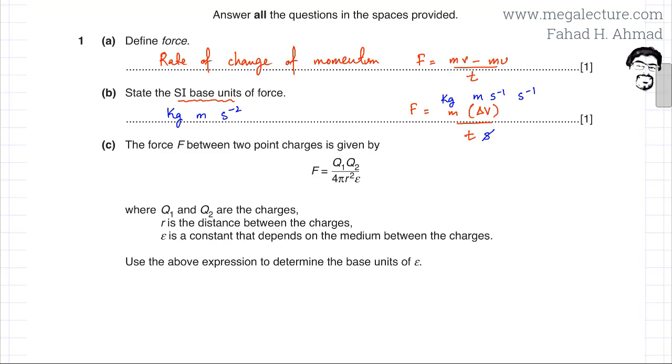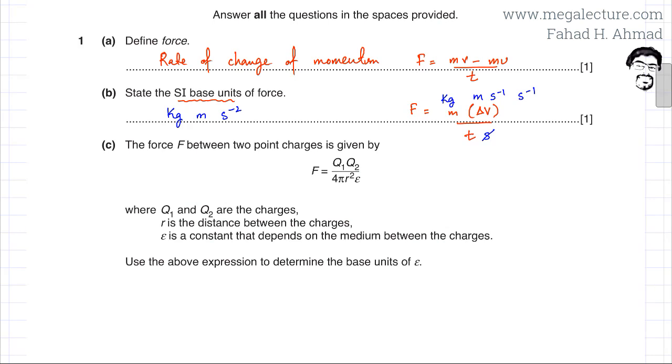The next part of the question reads that you have force F between 2 point charges. So this is Coulomb force. This is the formula for Coulomb force, where Q1 and Q2 are charges, and the denominator is 4 pi epsilon naught r squared, so it's 1 over r squared. We're given a formula, and everything is described: Q1 and Q2 are the charges, r is the distance between the charges, and epsilon is a constant that depends on the medium between the charges. You need to use the above expression to determine the base units for epsilon.